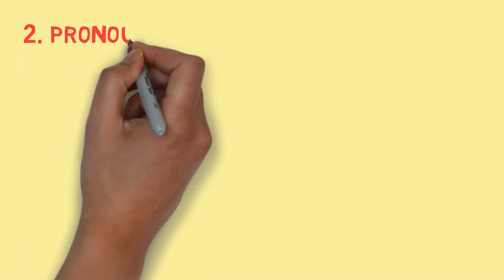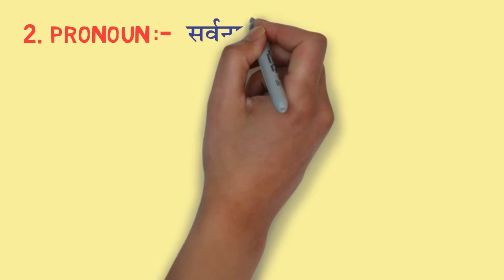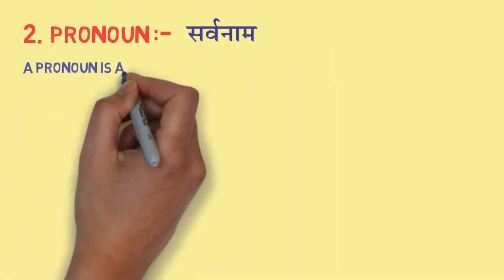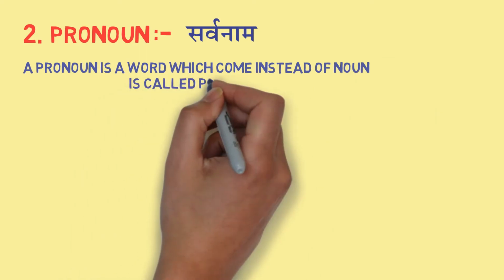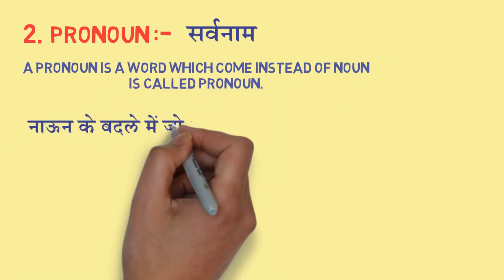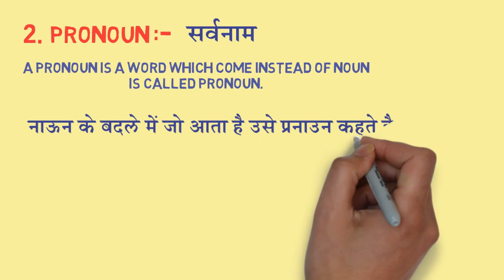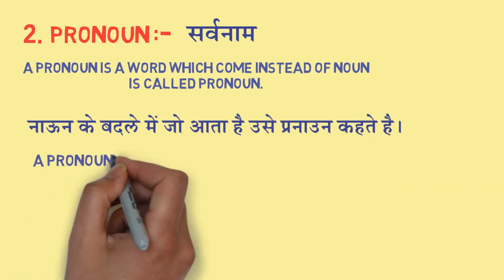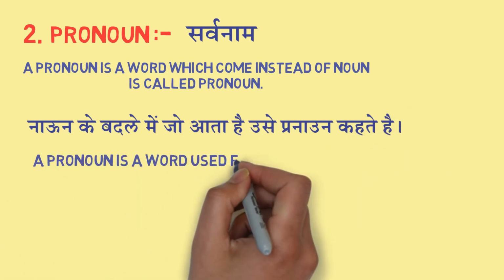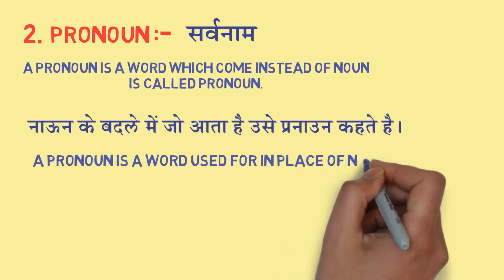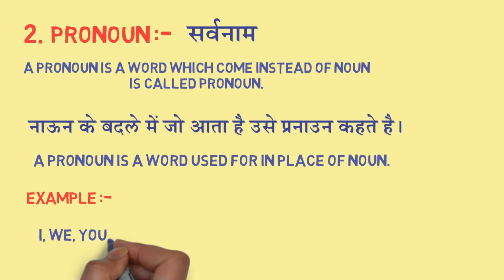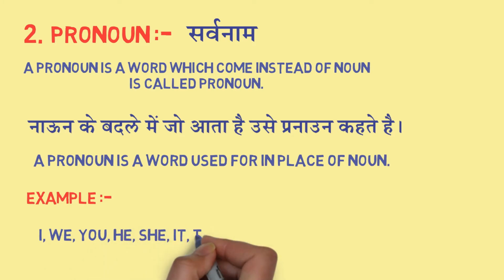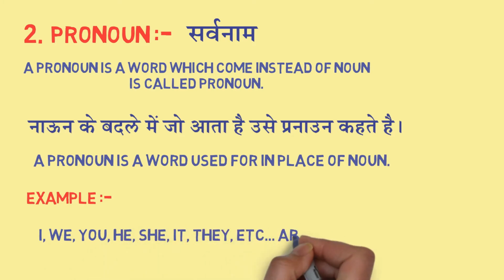Second, pronoun. Sarvanam. A pronoun is a word which comes instead of a noun is called pronoun. Noun के बदले में जो आता है उसे pronoun कहते हैं. A pronoun is a word used in place of a noun. For example, I, we, you, he, she, it, they, etc.